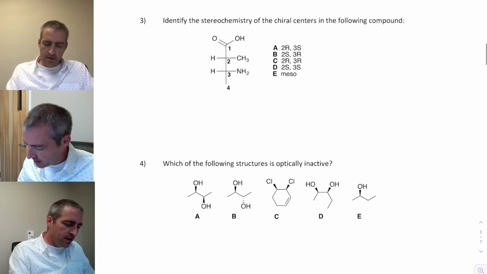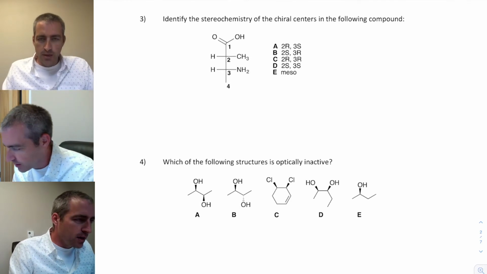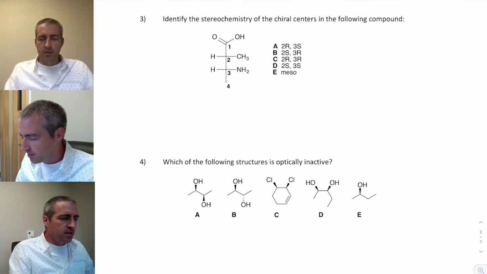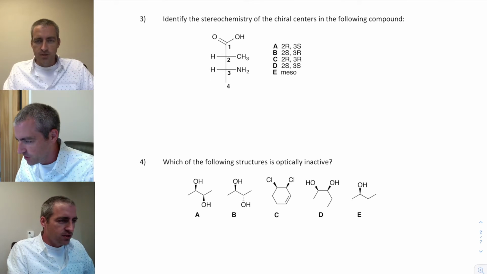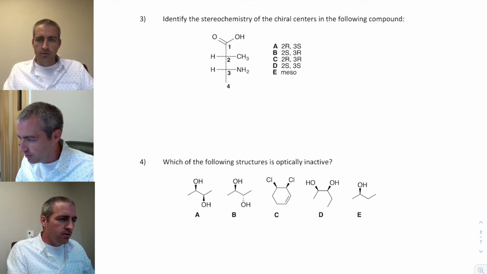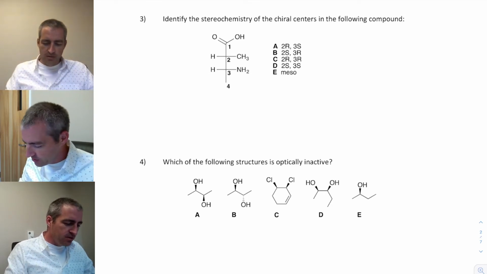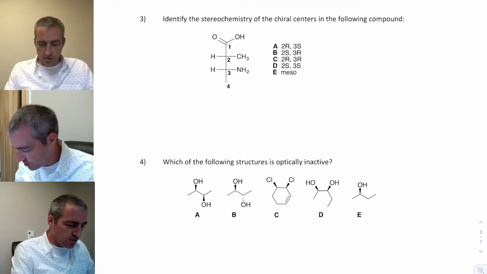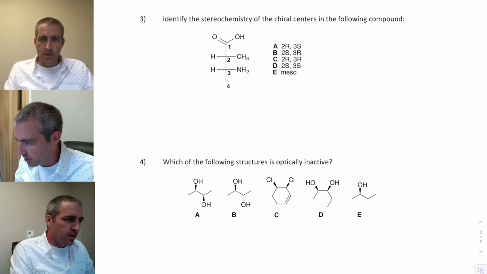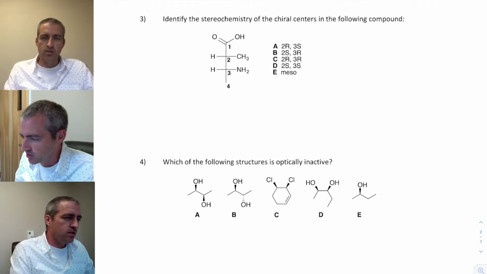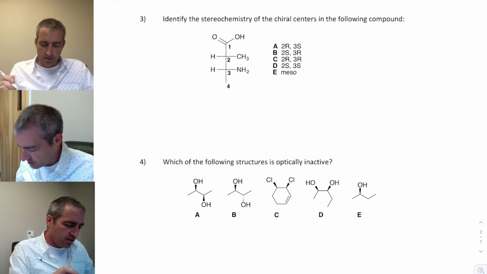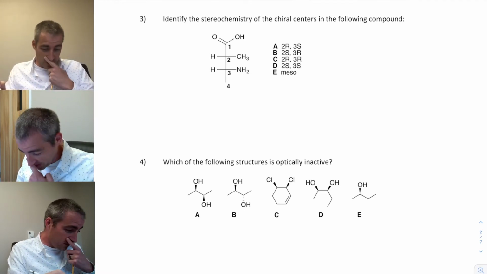3. Identify the stereochemistry of the chiral centers in the following compound. There's a number of ways to handle a question like this. This is a Fischer projection. You could draw it out in sort of a normal ball and stick with tetrahedrals, but I find an easier way to do this is just to use the template that we have here, just use the Fischer projection itself, and start by identifying the priorities.